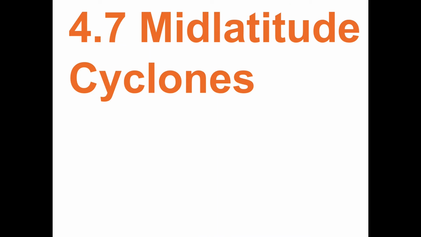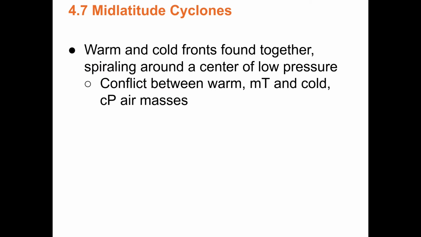So if you put a cold front and a warm front together, you get a mid-latitude cyclone. Mid-latitude tells you what latitudinal zone it's in, the mid-latitudes. And cyclone tells you it's air flowing into an area of low pressure. So it's a warm front and a cold front spinning around a center of low pressure.